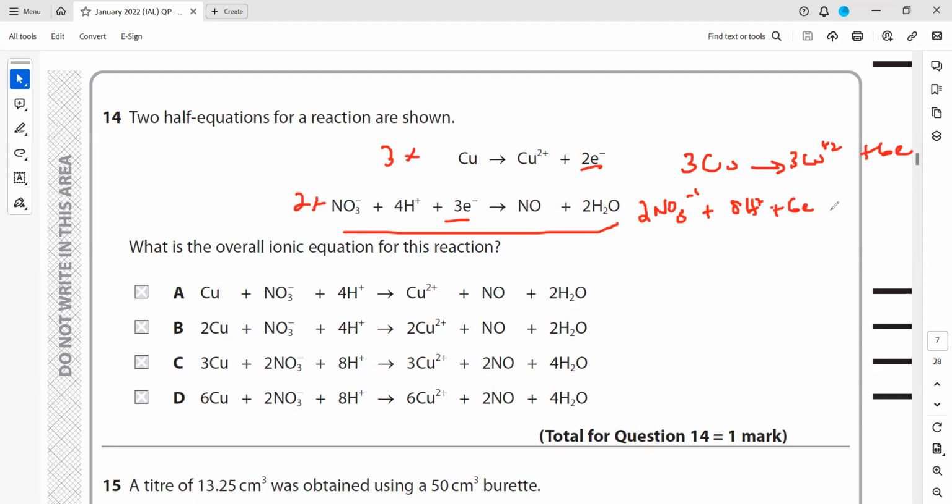Whenever you want to write a combined ionic equation for a redox reaction, you make the number of electrons the same and then add the two equations. When you add, the electrons cancel. So the final result: 3 copper, 2 nitrate ions, 8 hydrogen ions give 3 Cu2+ ions, 2 NO and 4 water molecules. So that will be C.